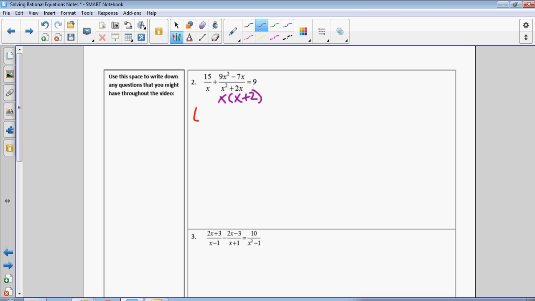So I'm going to have x plus 2 for x plus 2 times 15 over x. So now that fraction's good. The second fraction already has x and x plus 2, so we're going to leave that one alone.